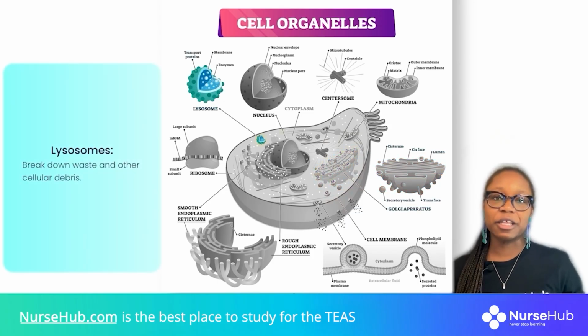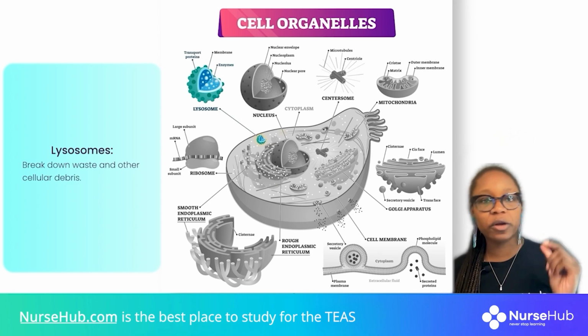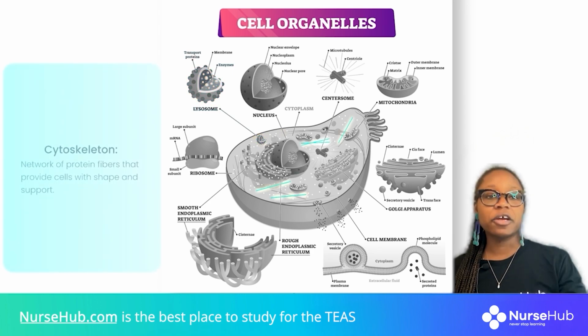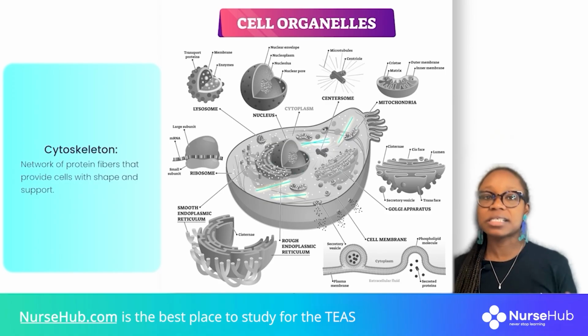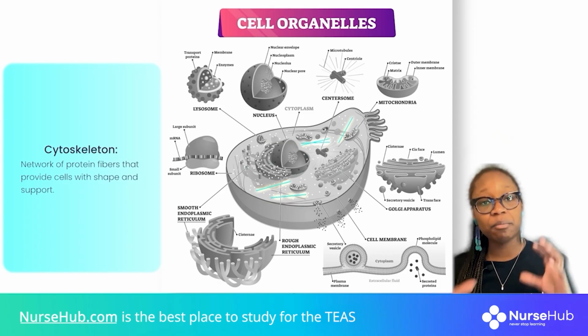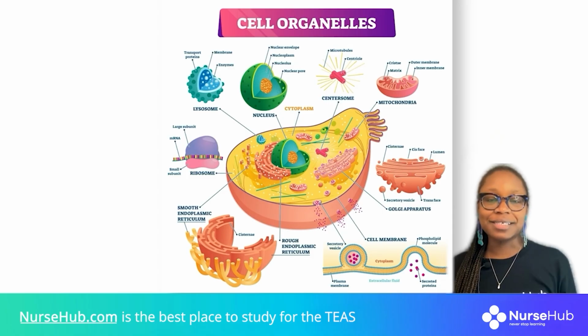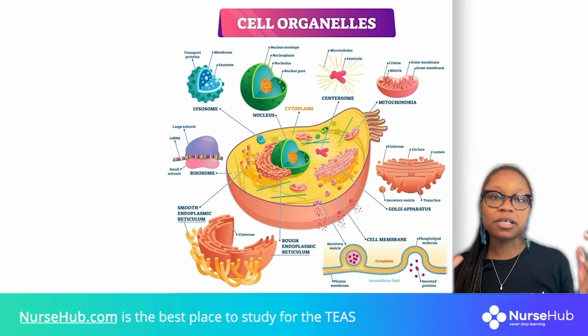Lysosomes are the next organelle that you'll need to know. These are small organelles. They contain enzymes that break down waste and other cellular debris. Another key structure of a cell is the cytoskeleton. The cytoskeleton is a network of protein fibers that help give the cell its shape and provide structural support for the cell.